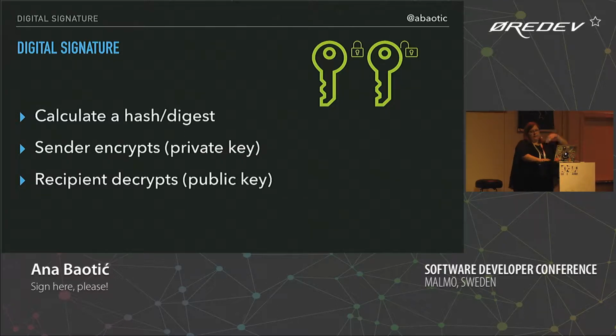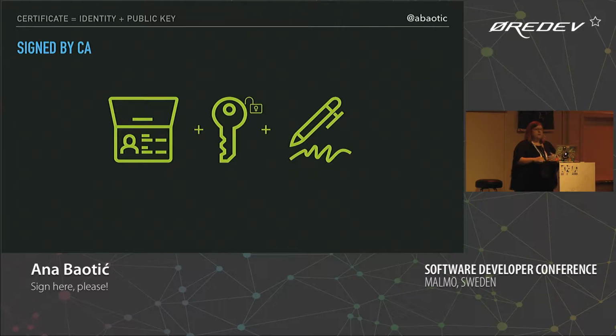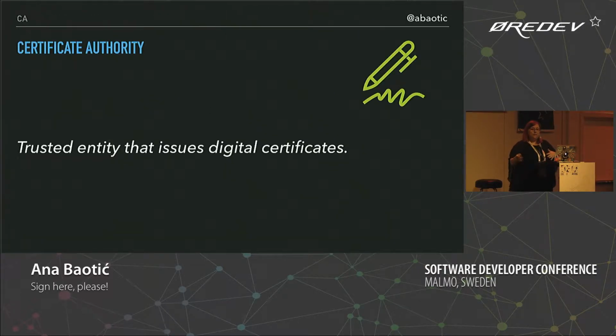Now, after we've climbed up from this rabbit hole of definitions, let's go back to our certificate. We said we have the identity and the public key as parts of the certificate, but we also need somebody to say that the whole thing is okay. And that's where certificate authorities come into place. A certificate authority is any kind of trusted entity, which we say that we trust, that issues digital certificates.